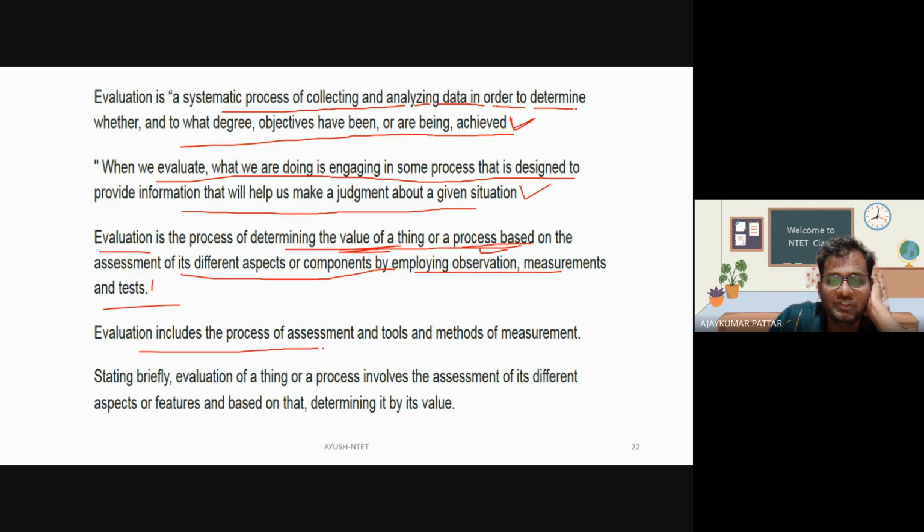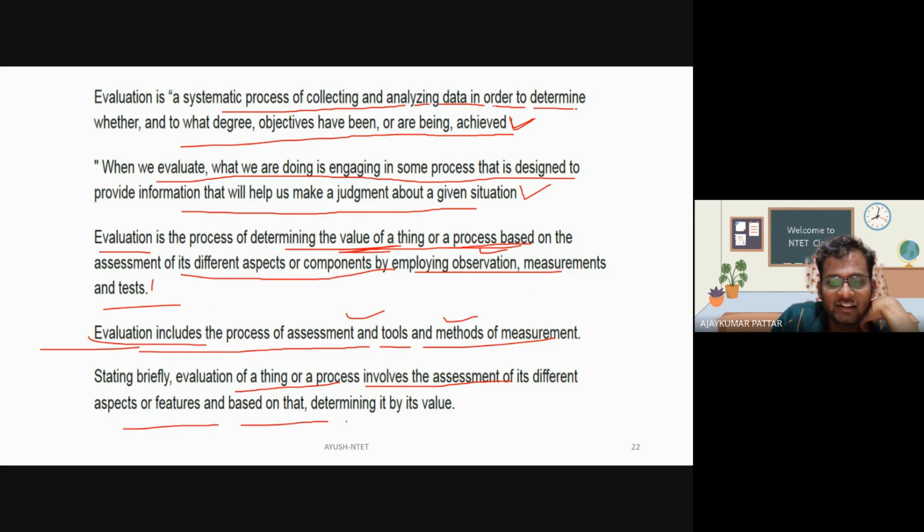Evaluation includes the process of assessments and tools, methods of measurements. So without these tools and assessment, methods of measurements, we can't do the evaluation. So evaluation will include these assessment tools and measurements. Stating briefly, evaluation of a thing or process involves the assessment of its different aspects or features.